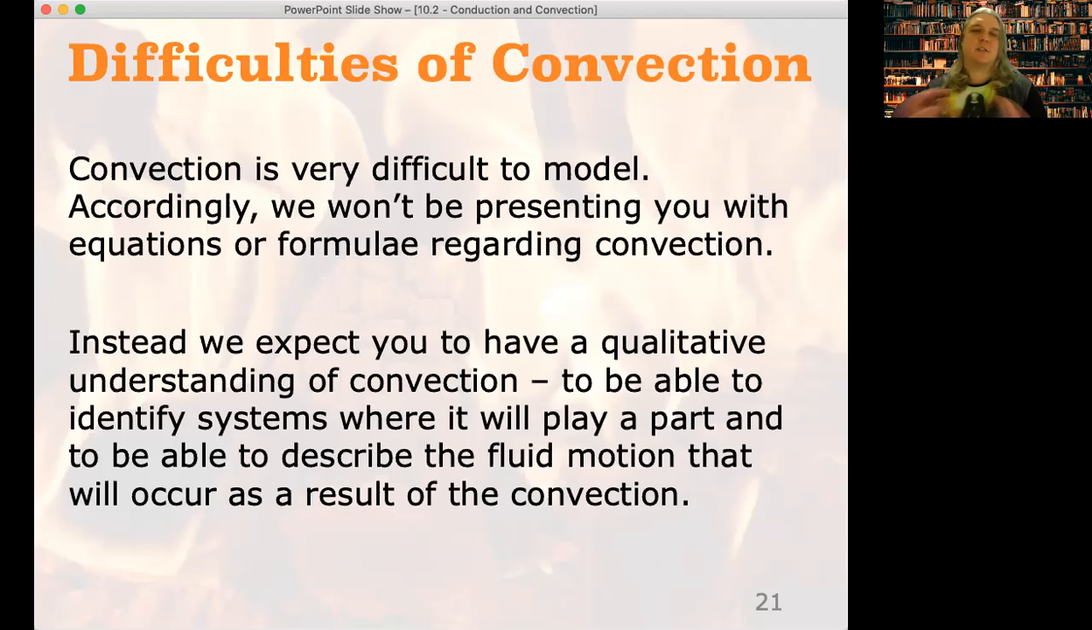For convection, we're just going to stick with the qualitative part. We want you to understand and explain and describe and be able to look at a system and say, hey, in that position, this should heat up and then we'll get some convection this way and that should happen. And do that kind of approach, but we won't do any of the equations or calculations.